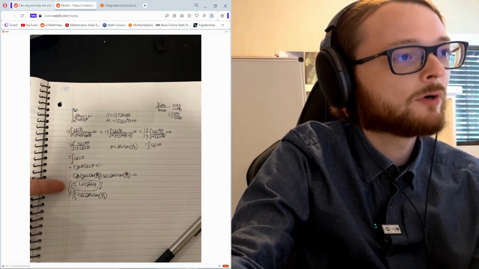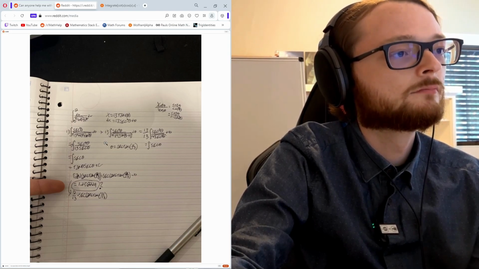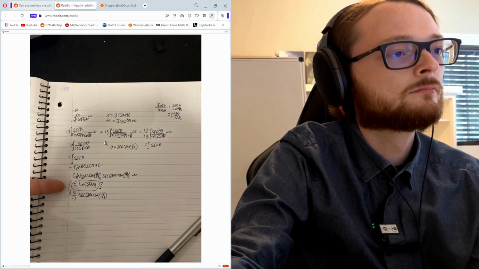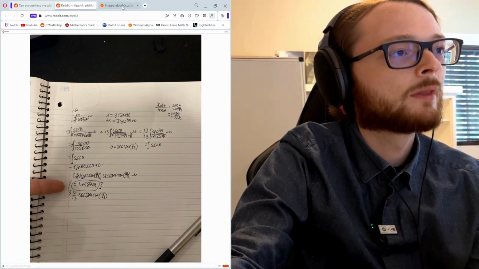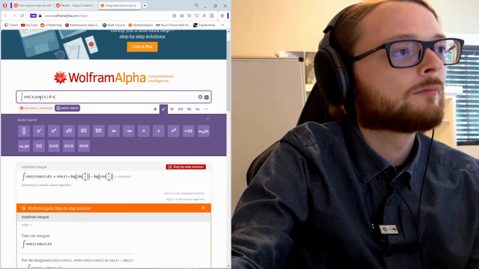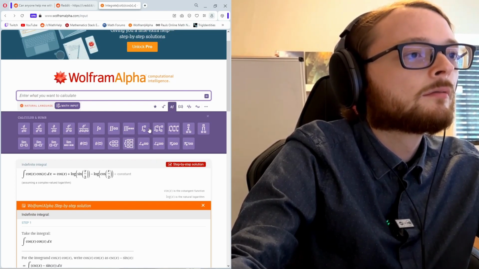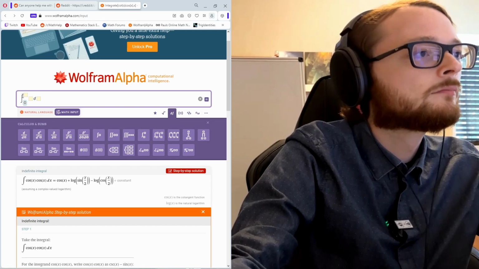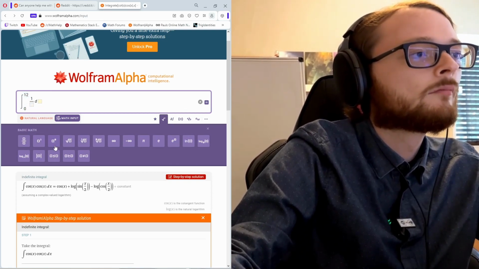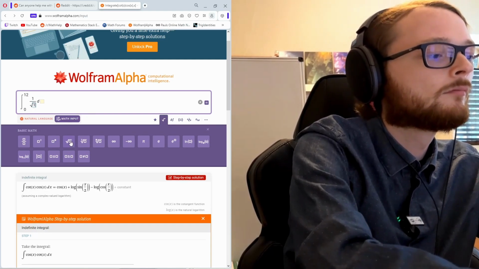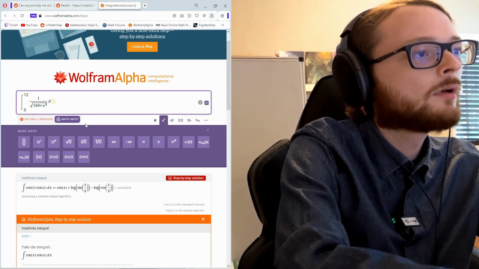12 is such a mean number. Why would they not give 13? So it'll be a unit circle value. Let's put in the original problem, the Wolfram.